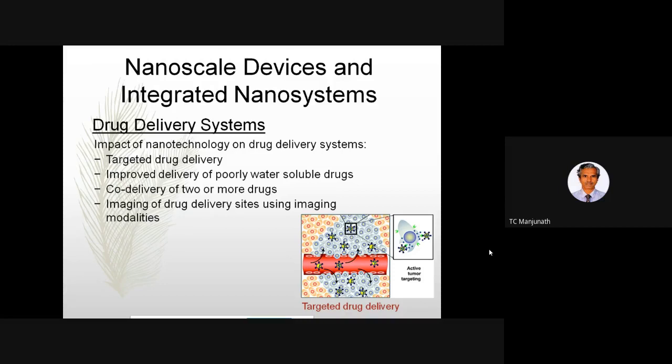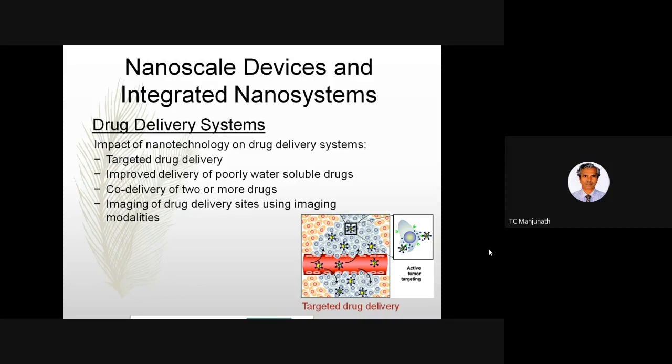You have to kill that tumor. Because tumor, cancer, these are among the top diseases in the world where a lot of people are falling prey. So co-delivery of two or more drugs, imaging of the drug delivery sites using imaging modalities, all these concepts can make use of nanotechnology concepts.